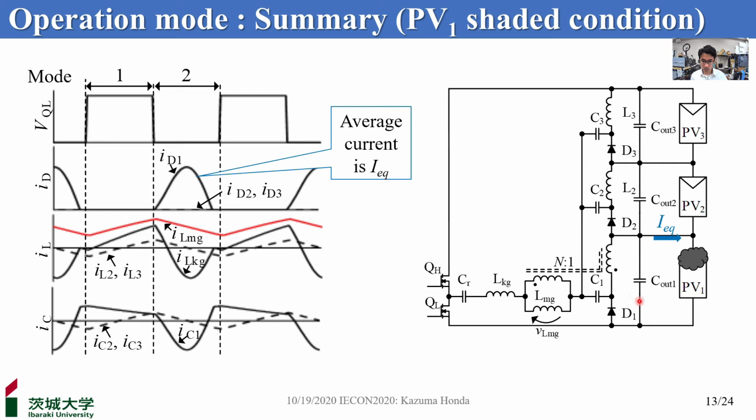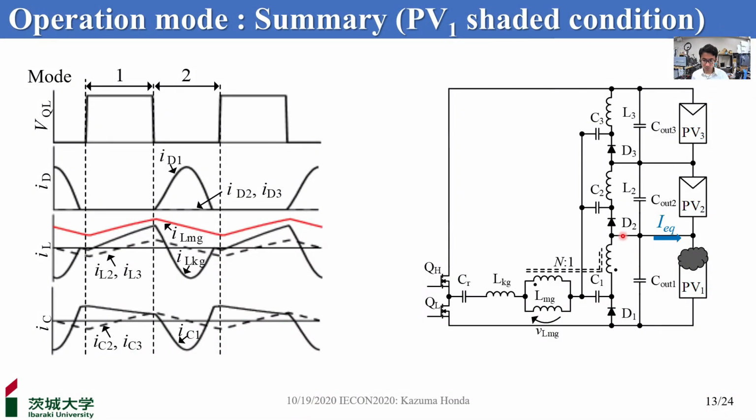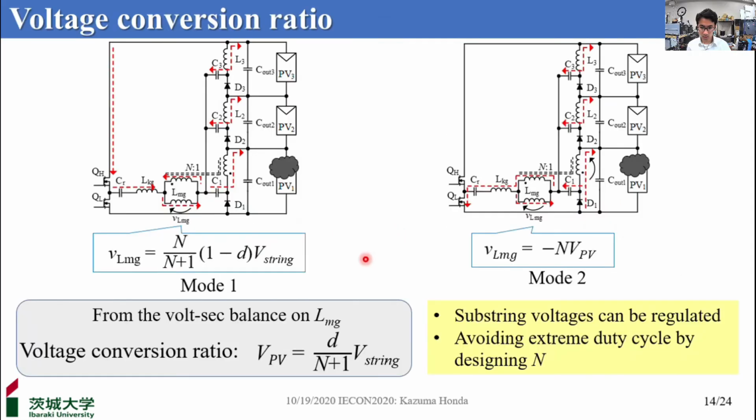Since the average current of C1 must be 0 under steady-state conditions, the average current of D1 and the secondary winding of the tapped inductor are equal to the equalization current IEQ for shaded substring PV1. On the other hand, since no current flows through D2 and D3, the average current of L2 and L3 are 0. From the volt-sec balance on LMG, the voltage conversion ratio is expressed as this equation.